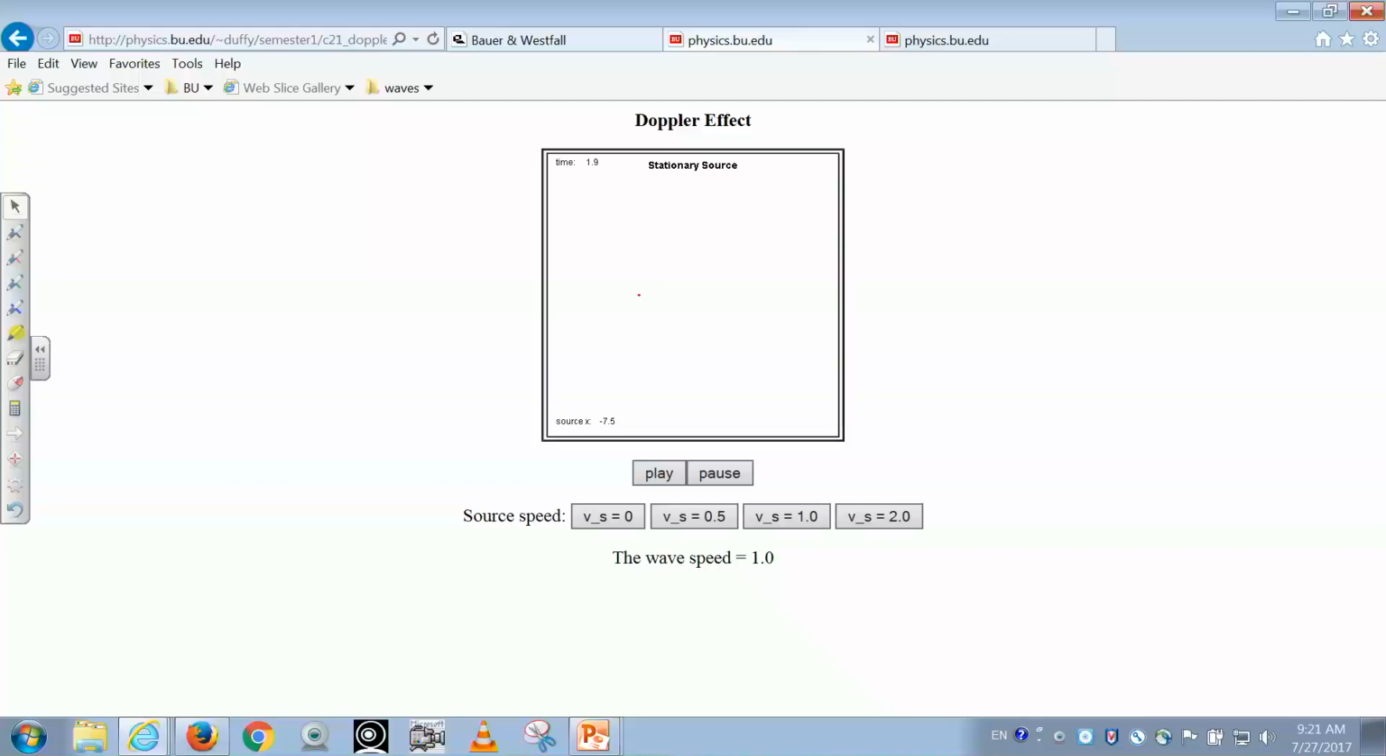Let's say, so this is a resting source. All wavefronts are at the same distance from each other, the wavelength, but now the source starts moving. Well, right here, it moves at half of the speed of the sound. Shrinking, expanding.